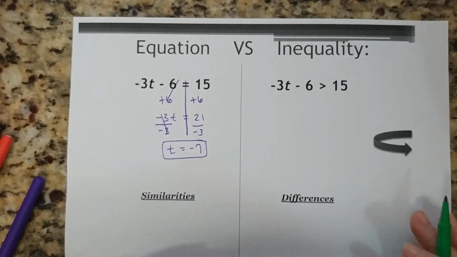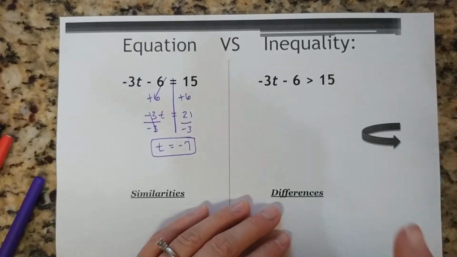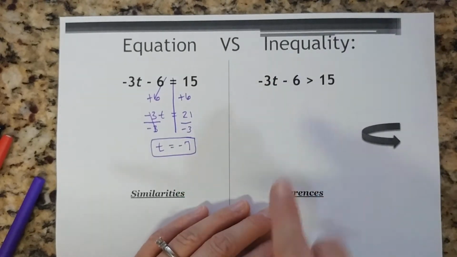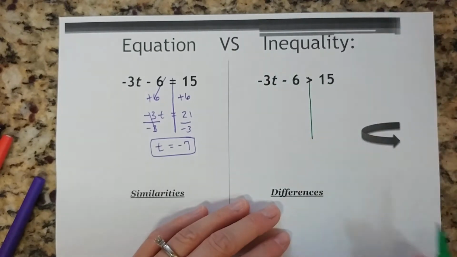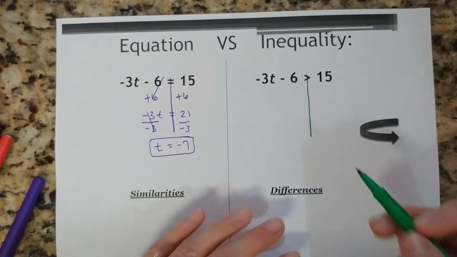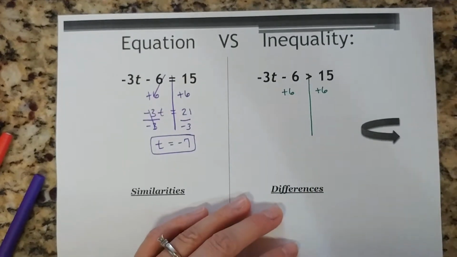Now I'm going to kind of show you a little trick. I told you the other day that when we get to multi-step inequalities, I would share a trick with you for how to remember the flip rule. So if I start solving the inequality like I normally would solve an equation, I'd first have to add 6 to both sides like I normally would.